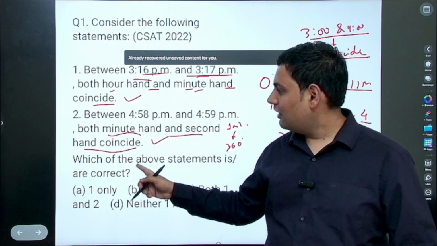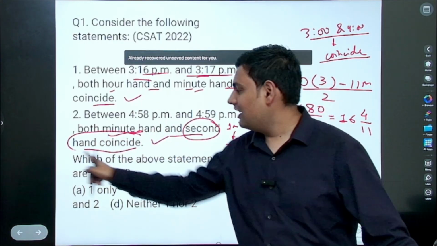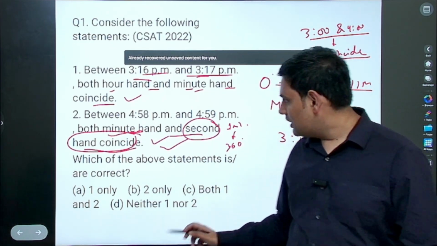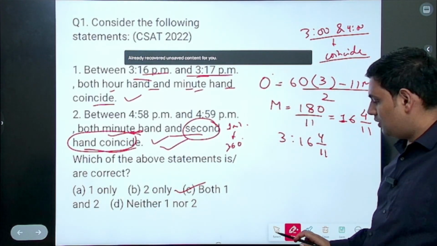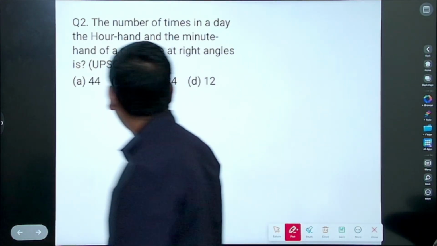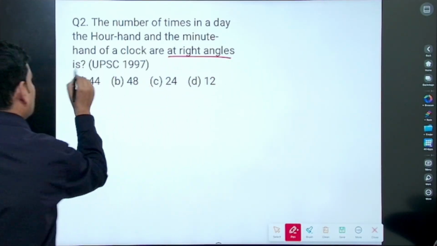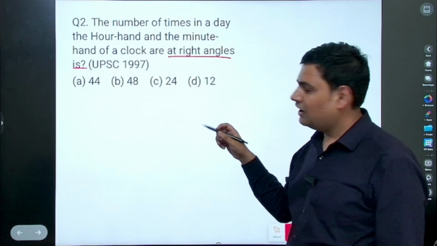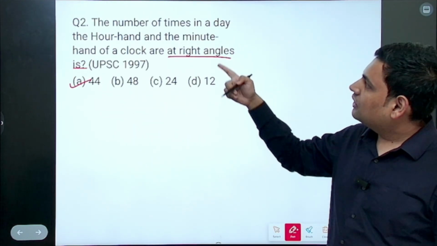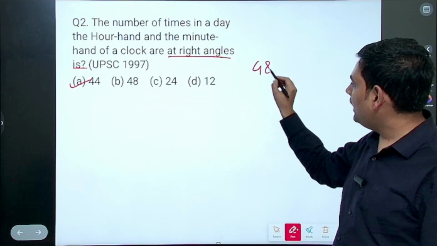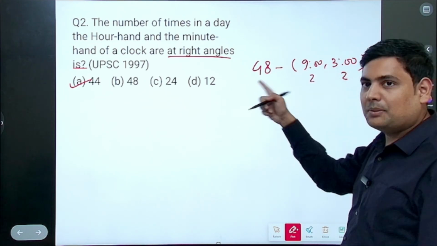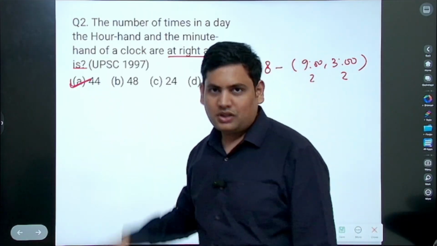This was minute hand and hour hand. This is minute hand and seconds hand. So of course they coincide in every minute. So this is correct. Both of these are actually correct. So answer becomes C, both 1 and 2. Then next, see the number of times in a day the hour hand and the minute hand of a clock are at right angles. Now you know the entire thing. So ultimately, if you remember it directly, then it is 44 in a day. Otherwise, what you remember, 48 minus number of times there is 9 p.m. and 3 p.m., which is 2 and 2. So ultimately 48 minus 4, that is 44 is the answer.